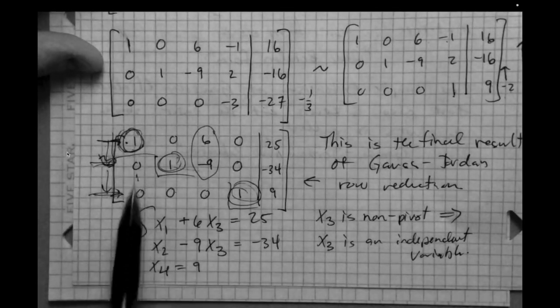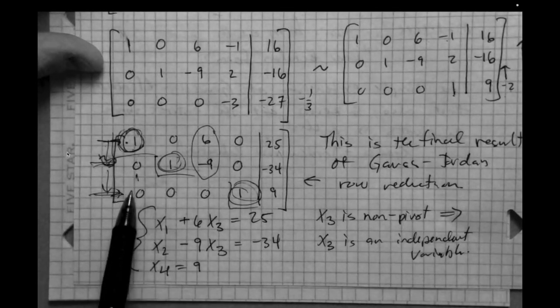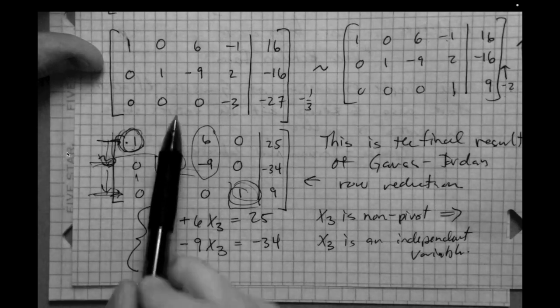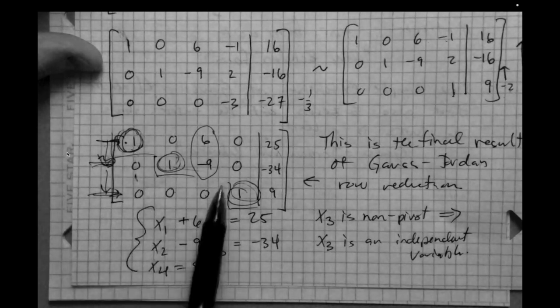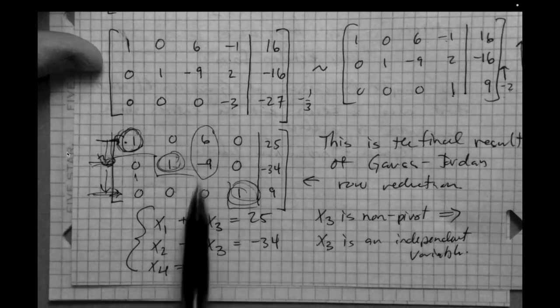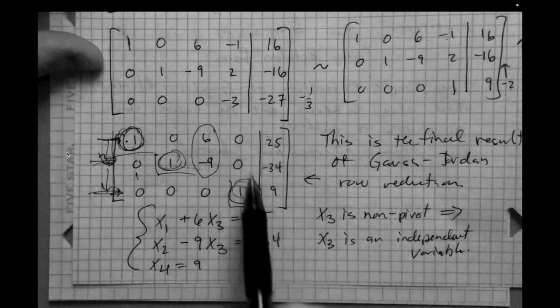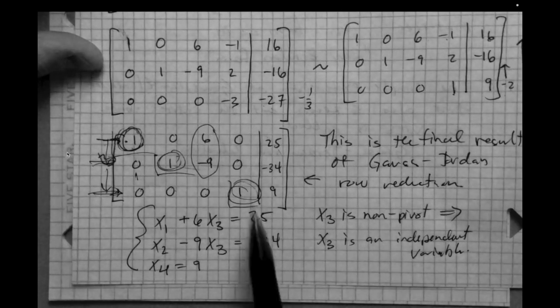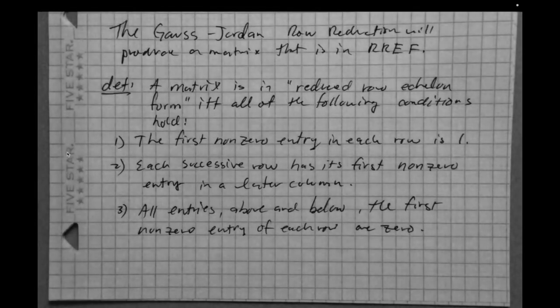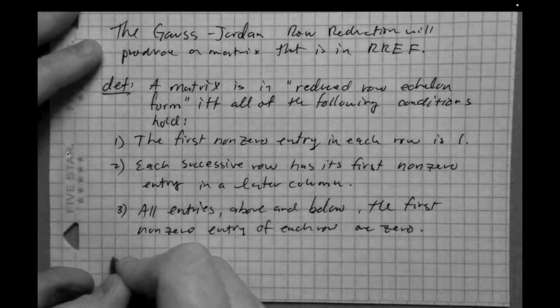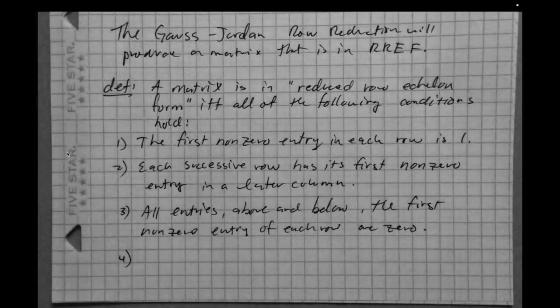Here's a pivot. Everything in that column besides the pivot is 0. Here's another pivot. Everything above and below is 0. Here's a column with no pivot, so this condition doesn't apply. Here's a pivot. Everything above and below is 0. Okay, so that's okay. And then item 4, the last condition, is that all full rows of zeros are the final rows of the matrix.